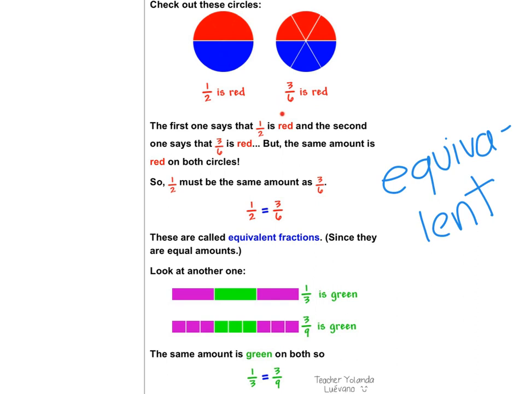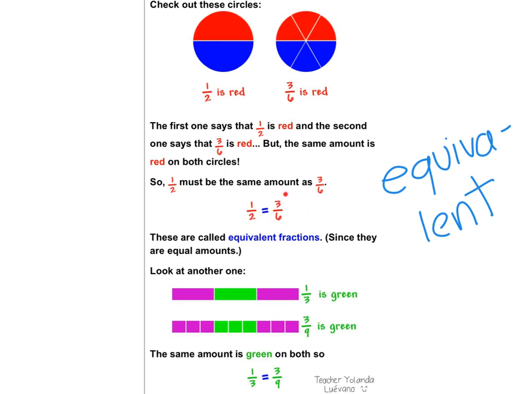Here it says 3/6 is red. Yes, because this circle is divided into sixths. So the first one says, and pay attention, this is half, 1/2 of it is red. And the second one says that 3/6 is red. But the same amount is red in both circles. So 1/2 must be the same amount as 3/6. And that's true. They are equivalent fractions.